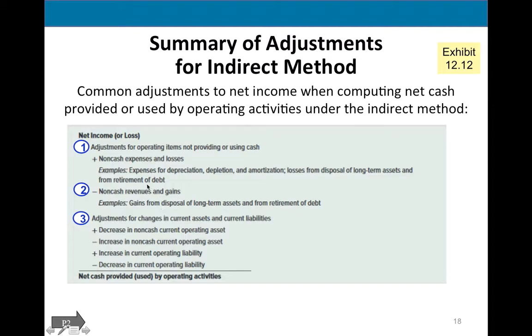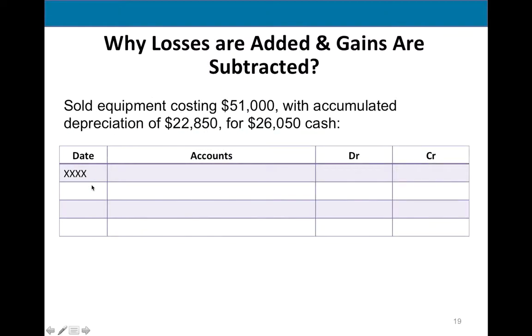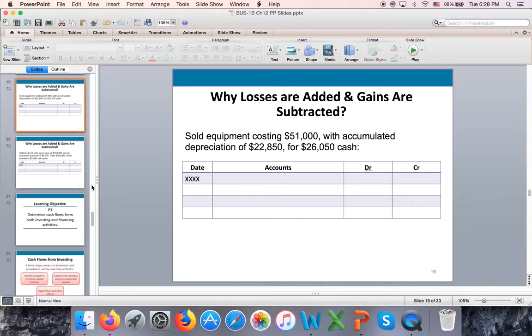But before I go there, I want to talk about gains and losses. As I mentioned, losses have to be added back in. Gains have to be subtracted. So here is an example. We sold equipment that costs $51,000, and we had accumulated depreciation for that piece of equipment of $22,850, and we sold it for $26,050 cash. We covered it with you in chapter 8 in financial accounting.